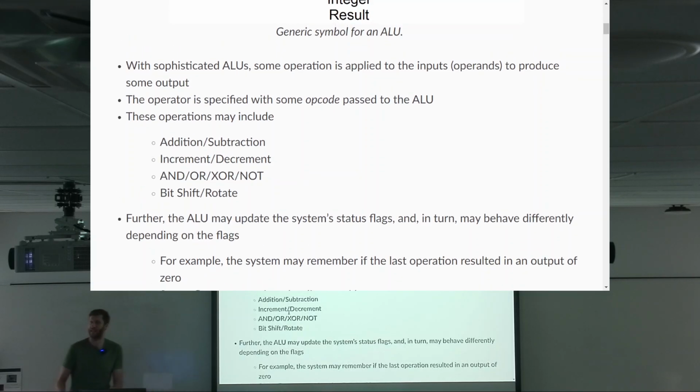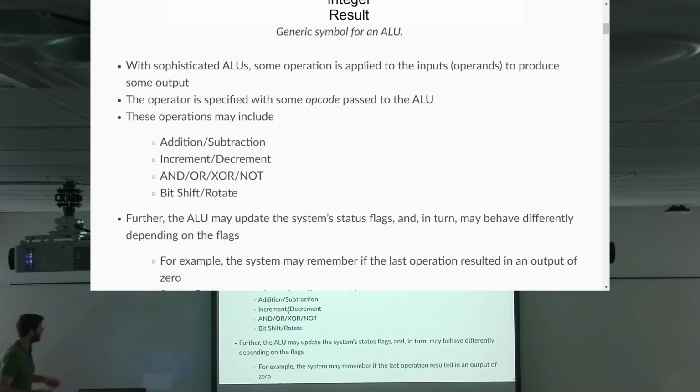But these sophisticated ALUs might have things like, well, I can do addition, subtraction. Sometimes an increment and decrement is handy. That's a nice little operation that you might say is the same as adding 1. Yeah, but there might be some circuitry that makes it more efficient. And, or, not, XOR, some stuff. Bit shift, rotates. Does anyone know what these are?